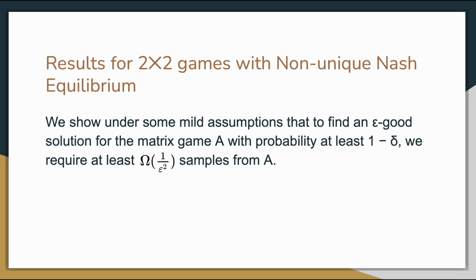Now, if the matrix had a non-unique Nash equilibrium, then under some mild assumptions, we show that we would require 1 by epsilon square samples from the matrix.